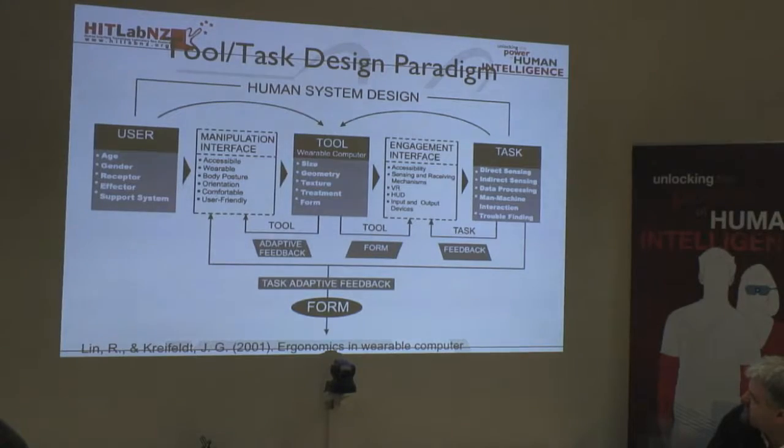So when you're trying to design how to use wearables, you can think of it from an ergonomic perspective, from human system design. So you have to think about who is the user, what is their age, and then gender and what abilities they have. And based on that, what type of interface do you want to provide?